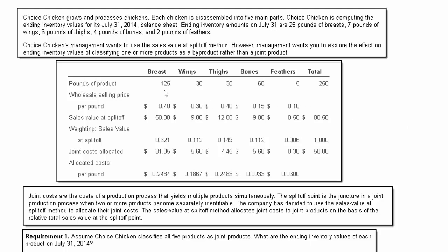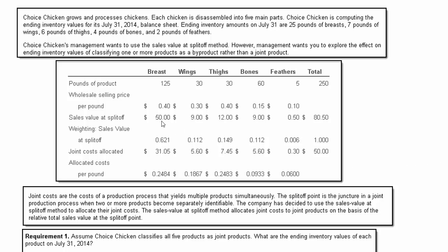So, we've listed the pounds of product across the top. Then we have the wholesale selling price per pound. We have to assume that this is given or known. And we have the sales value at the split-off point. So that's a given. The next thing they give us, we could actually calculate: a weighting of the sales value at the split-off.